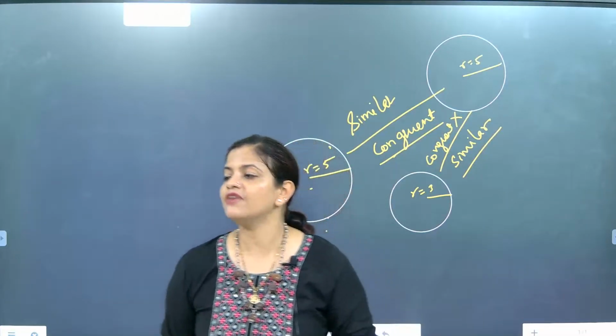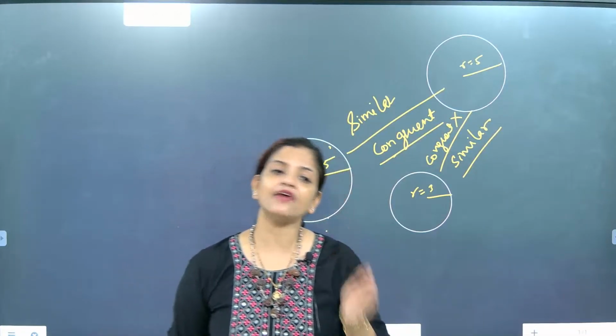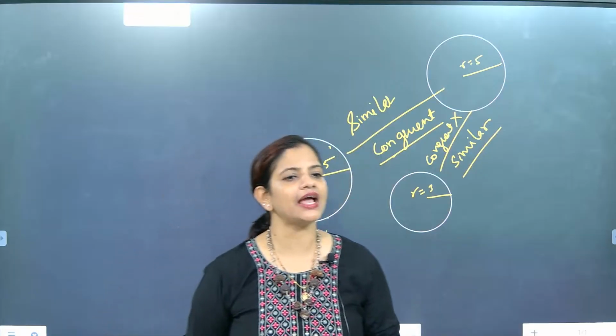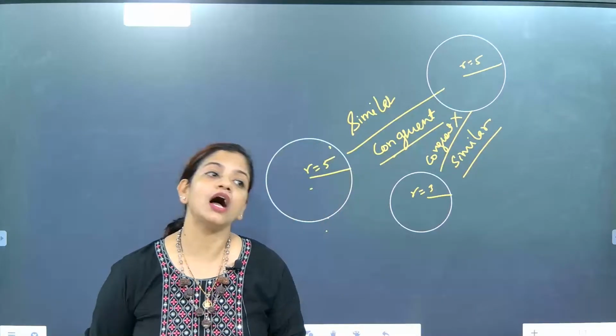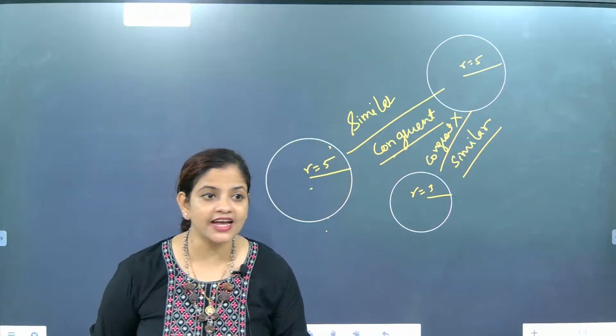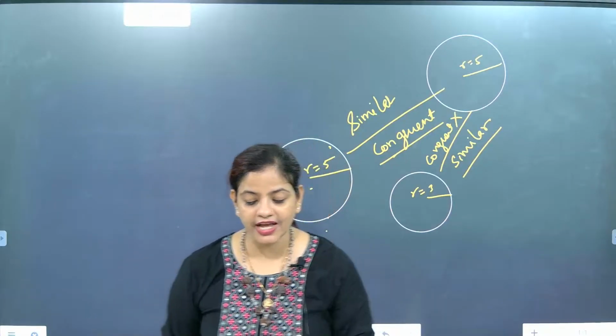And for checking congruency, we have certain rules. Right angle hypotenuse side, side angle side, angle side angle, and then side. So there are different criteria.